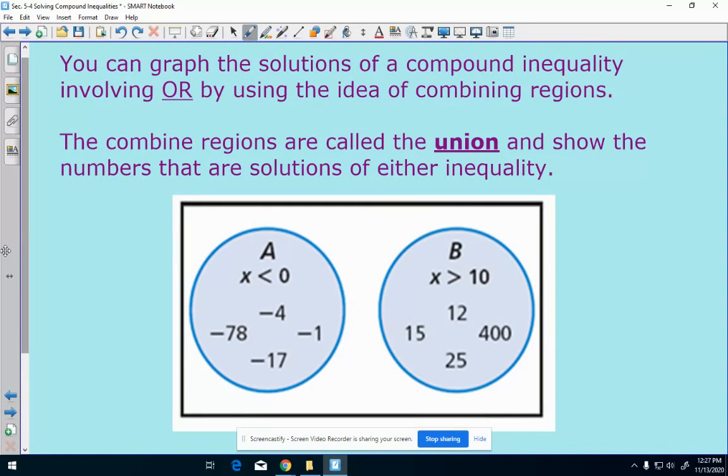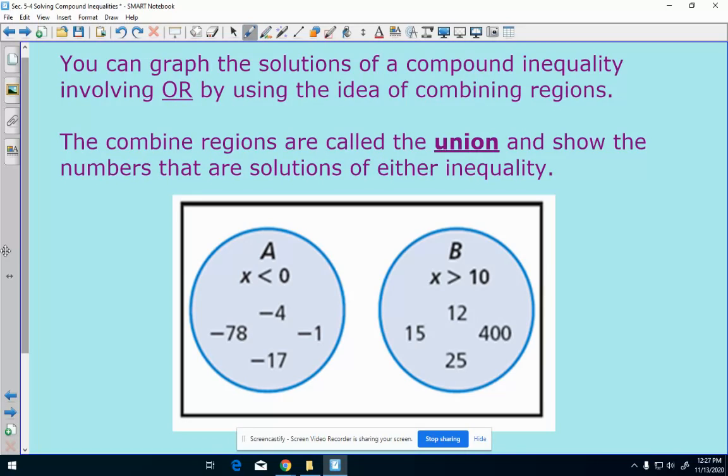In a union, you're bringing things together. They don't already currently share something in common. Okay, so these two circles don't overlap because they do not share anything in common. So it says you could be less than 0 or you can be greater than 10. You can't be both of those things, right? You can't be less than 0 and greater than 10. So they're not going to share anything in common. They're not going to overlap.